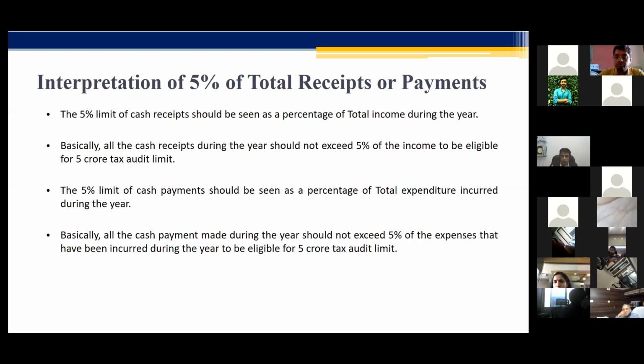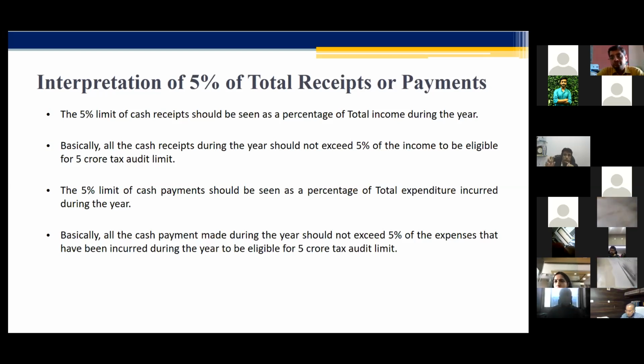So while applying this 5% cash receipts on both sides, the numerator as well as the denominator, I would suggest restricting it only to sales, turnover, and gross receipts. In my view, it's very clear. Similarly, when I go to the expenditure side, which again qualifies with the words incurred during the year, this takes me one more step ahead: the 5% of cash payments of the total expenditure incurred during the year.